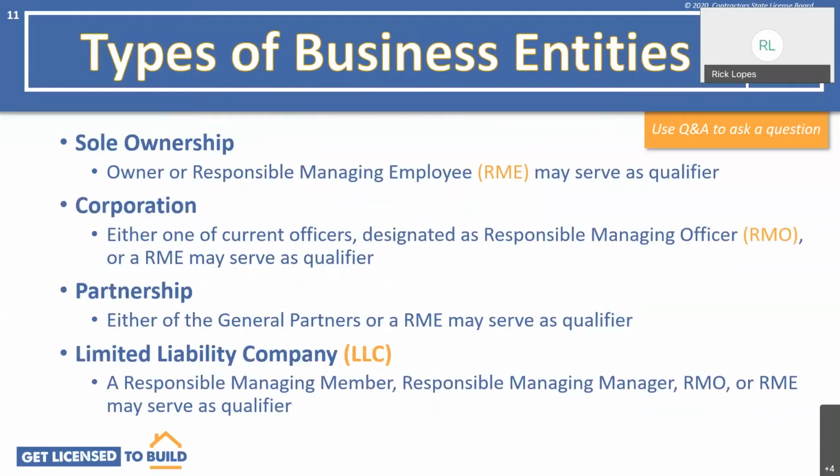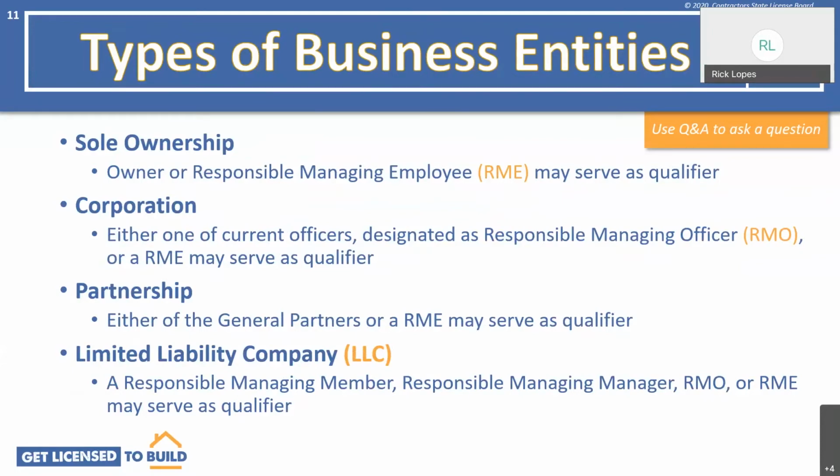The next thing you're going to need to do, before you apply for your license, is to determine which type of entity your business is going to be. Here they are. There are 4 types. First is a sole ownership, where the owner or a responsible managing employee may serve as a license qualifier. About 64% of the contracting businesses in California are sole ownership. Second is a corporation, where either of the current officers designated as the responsible managing officer or the responsible managing employee may serve as the qualifier.